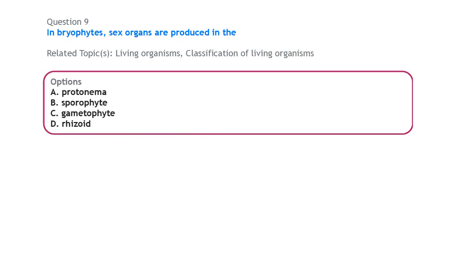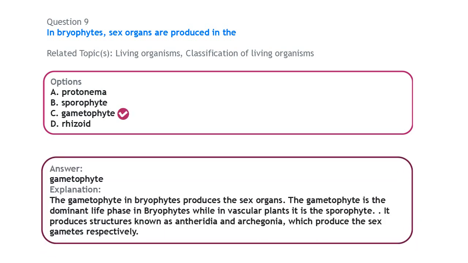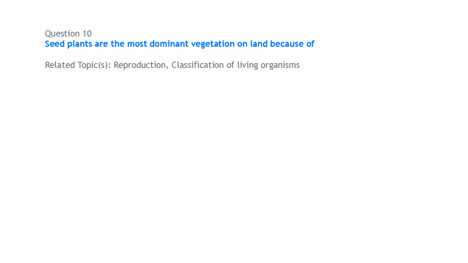Next question on classification of living organisms. In bryophytes, sex organs are produced in the gametophyte. Okay, the gametophyte is the dominant life phase in the bryophyte, and it is in that phase that the sex organs are produced. And the sex organs in the bryophyte are the antheridia and the archegonia, which produce the sex gametes.